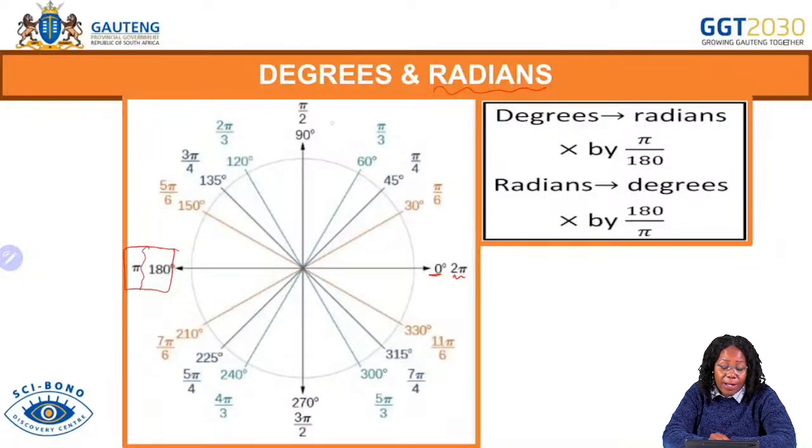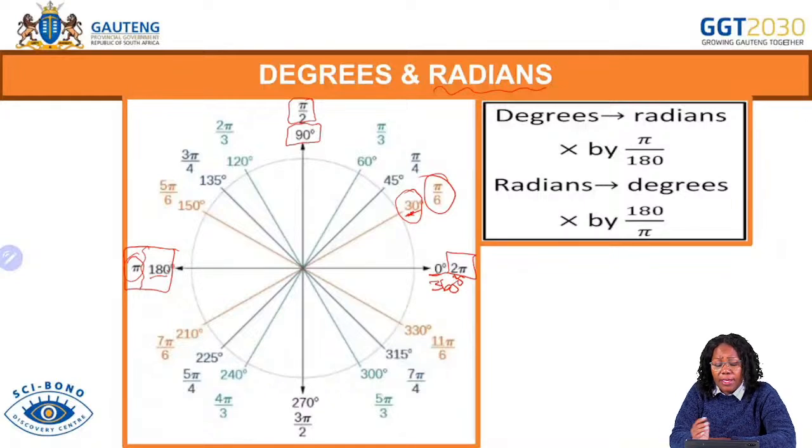Now half of 180 is 90 degrees. It will also be half of pi there. The same applies when you go from 180 to 360 degrees: it's times 2, which is why your radian will be 2 pi there. The same applies and so forth, grade 12. So this basically will assist you. If you have 180 and you divide it by 6, you end up with 30. The same applies: this will be pi over 6 there.